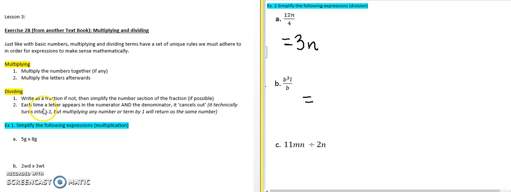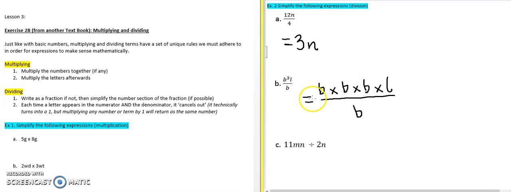Each time a letter appears in the numerator and the denominator, it cancels out. Now, a lot of students might see, okay, there is a b on the numerator and a b on the denominator. It technically cancels out. This isn't necessarily the case. This b to the power 3 can be also written as b times b times b. Then we have a times L at the end, and this is all over b.